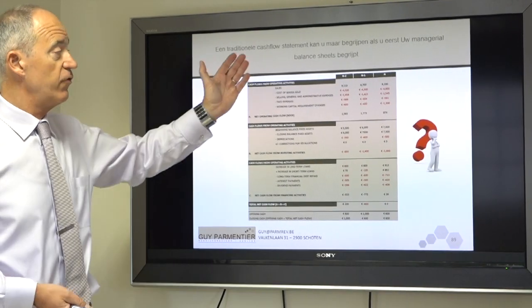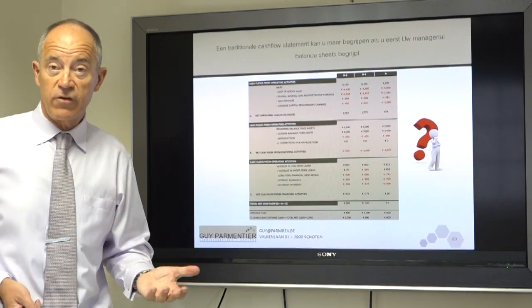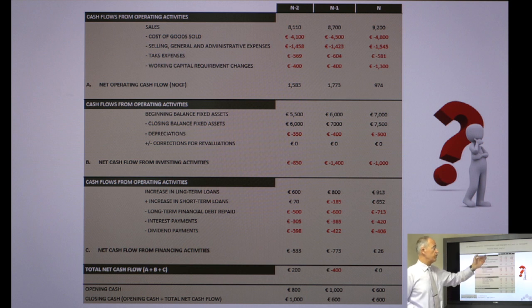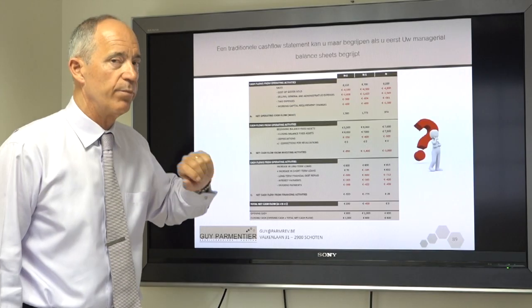Right, here we have a cash flow statement. If you look at a cash flow statement, it's always divided into cash flow from operating activities, cash flow from investing activities, and cash flow from financing activities. The problem with these traditional cash flow statements is that you cannot know what's actually going on in the company.